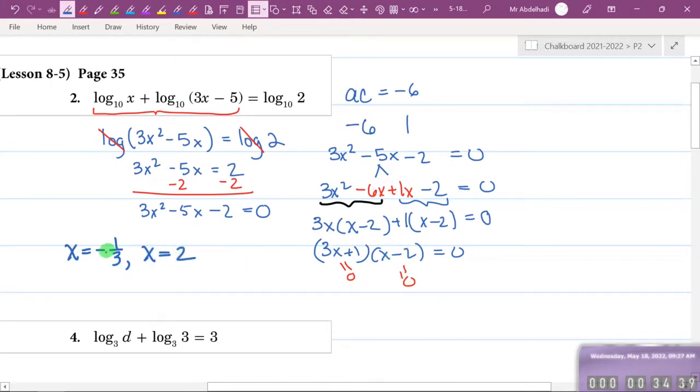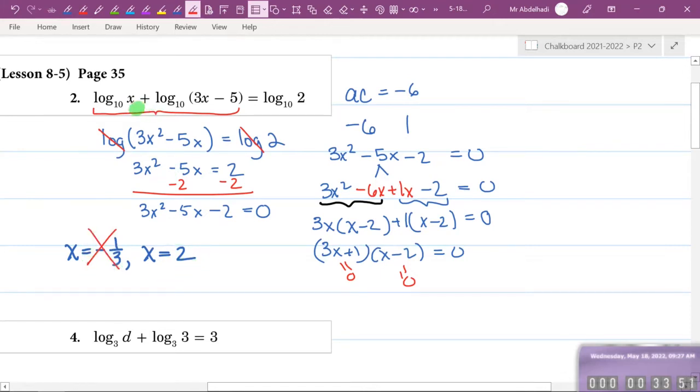Now let's check them. If you take a negative 1/3 and plug it into this x here, does that mean you're taking the log of a negative? Yeah, it does. Or did I make a mistake here? Oops, I did make a mistake. That's a minus here, right? Oh, no, it's not. 3x plus 1 is 3x plus 1, x minus 2. So no, this is negative. Okay, so we're going to check this. If you take this and put it into here, that's not going to work. So that's going to be no good.